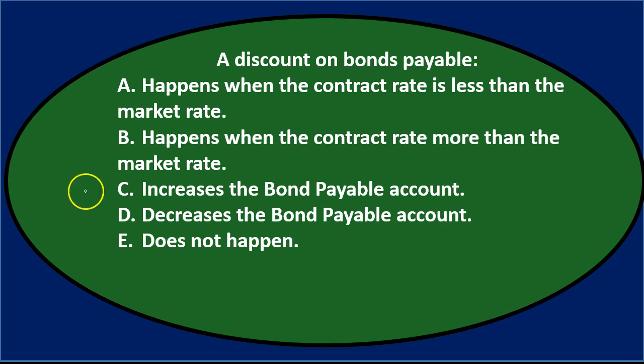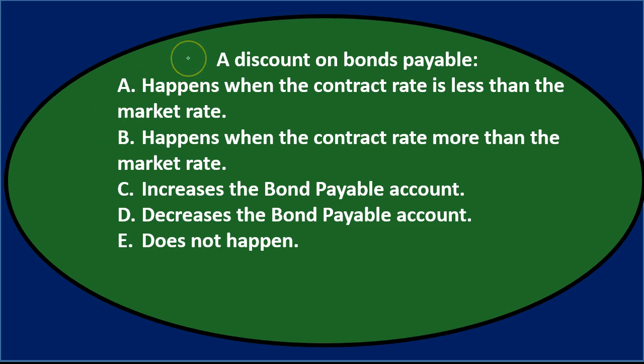Okay, so let's go through this again. Process of elimination. A discount on bonds payable. Note that we have two sets here which are very similar with a one word difference. So you would think it would be between A and B or C and D because we have this parallel wording.